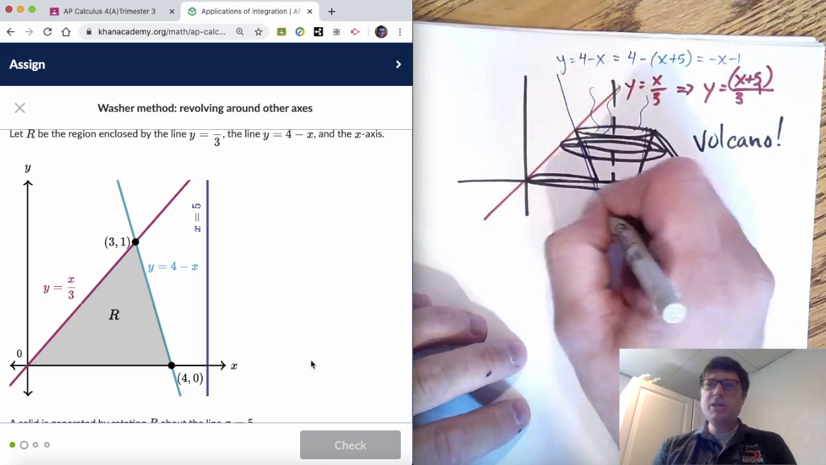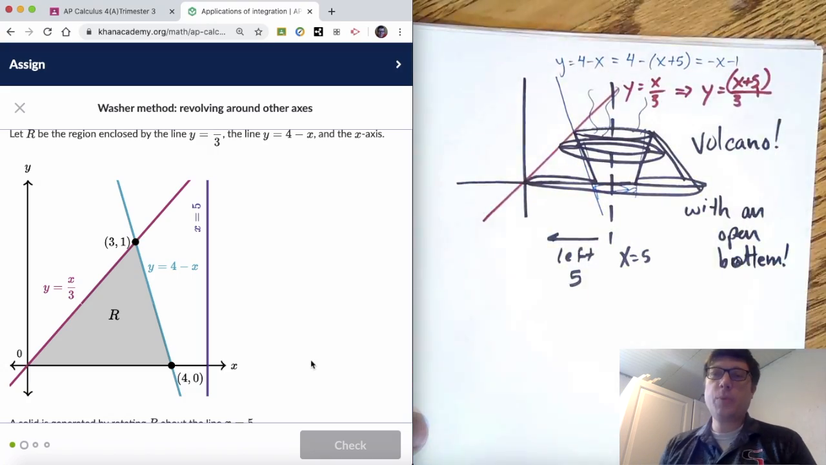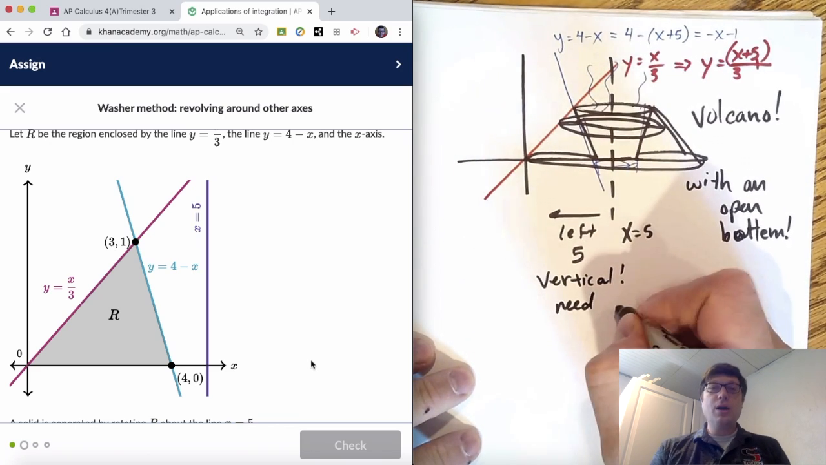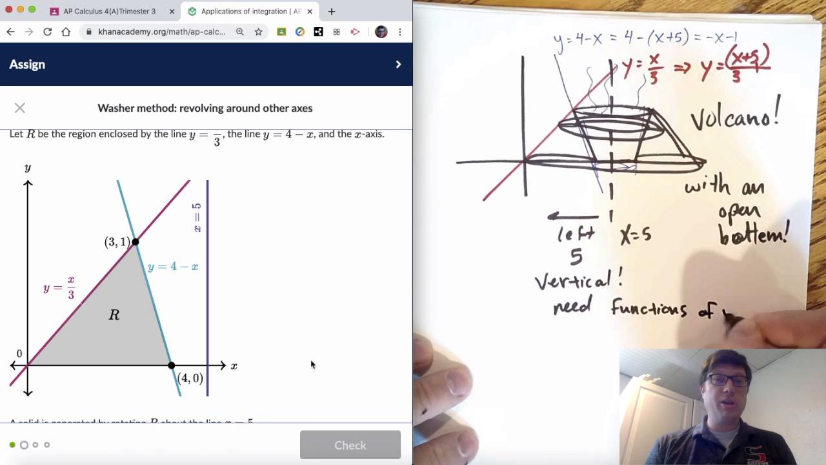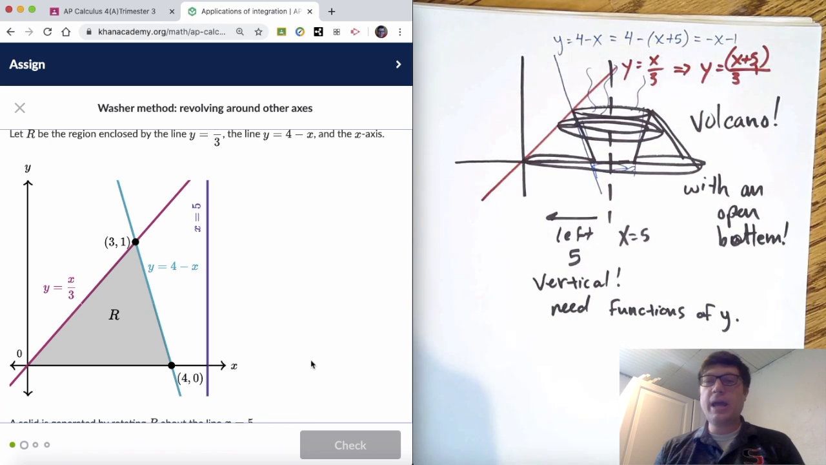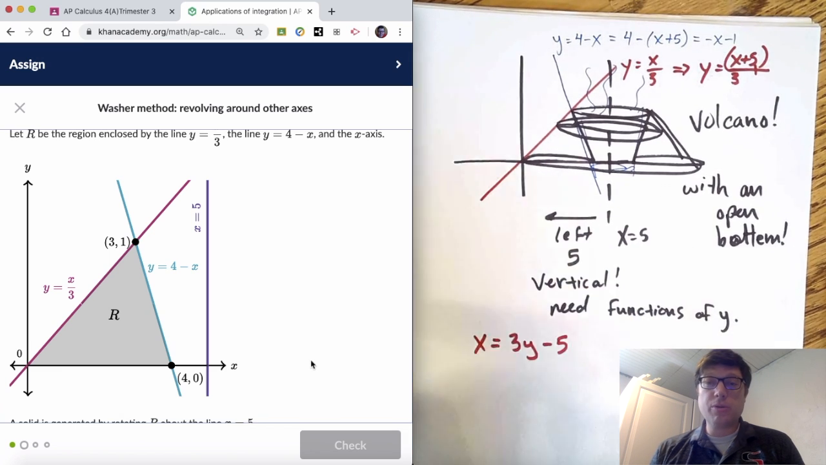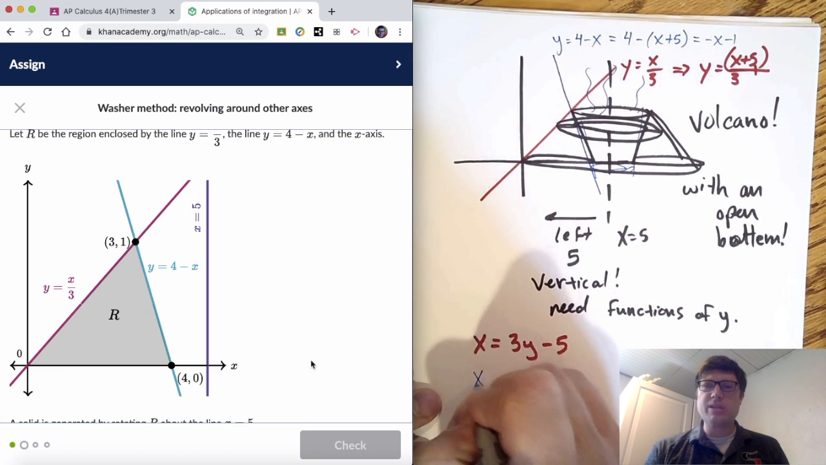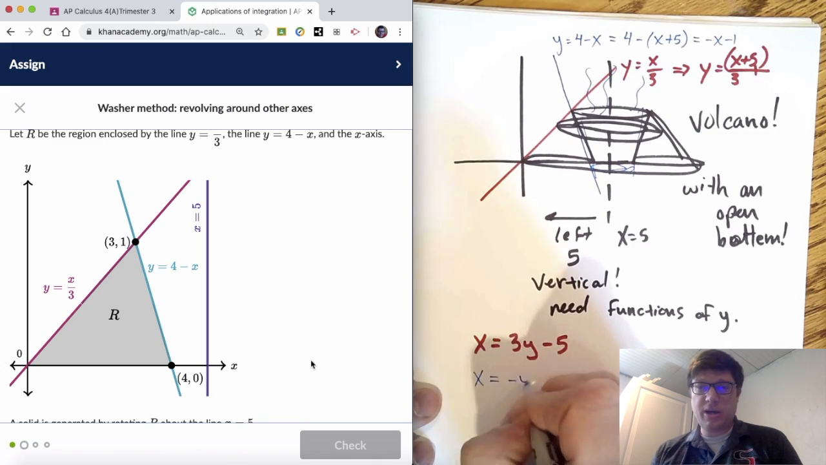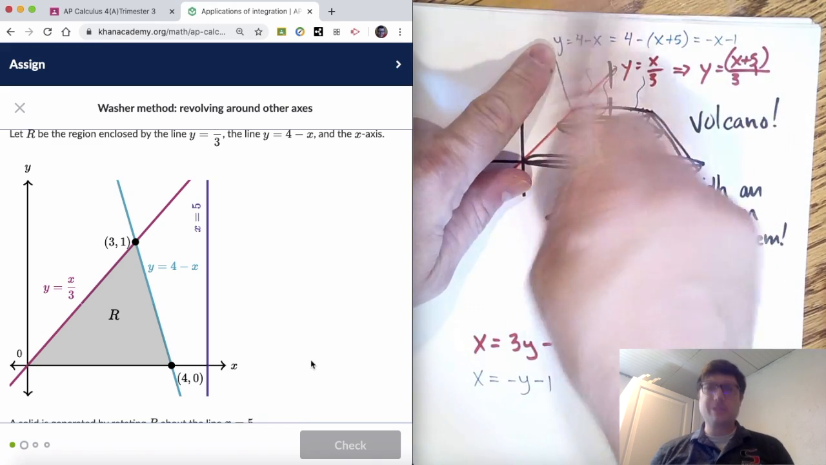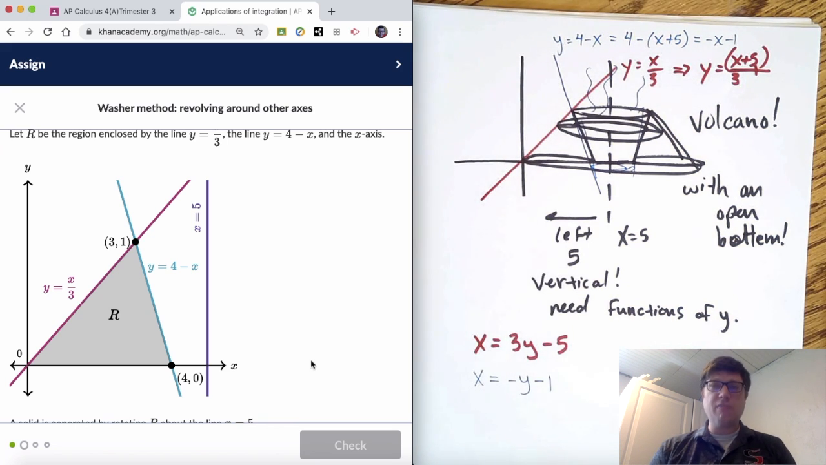Look at this thing again. Oh, it's another volcano! Okay, that was an open bottom. Anyway, it's a vertical shift, so we need our functions to be functions of y. And that means solving both functions to get x equals for both. So my first one, I solved x equals 3y minus 5, and in the other one, x equals -y minus 1. So that helps us determine the radius of that washer.